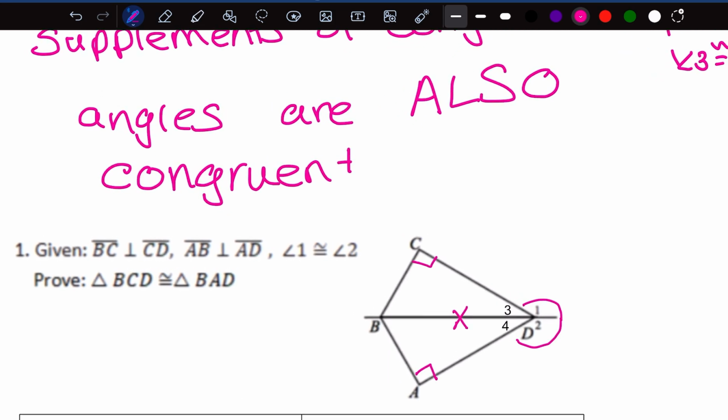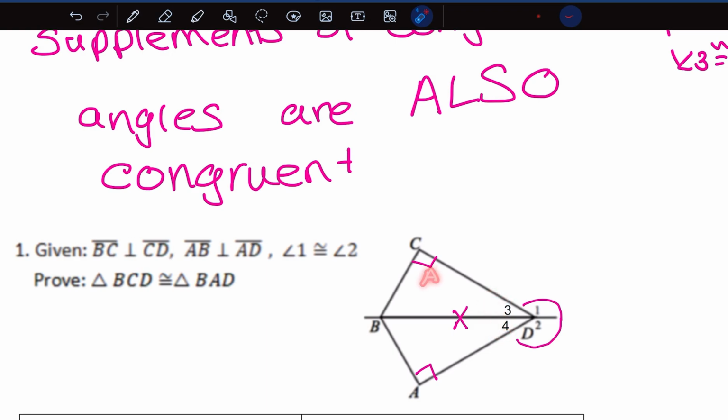such as below. So, given BC is perpendicular to CD, we have a right angle. AB is perpendicular to AD, another right angle. So we have two angles so far. And we know that angle 1 is equal to angle 2. Now, angle 1 and angle 2 are not in the triangles, which is why we need to know that the supplements of congruent angles are congruent, because we know that angle 1 and 3 are supplements, and angles 2 and 4. So because angles 1 and 2 are congruent, we then know that angles 3 and 4 are also congruent.